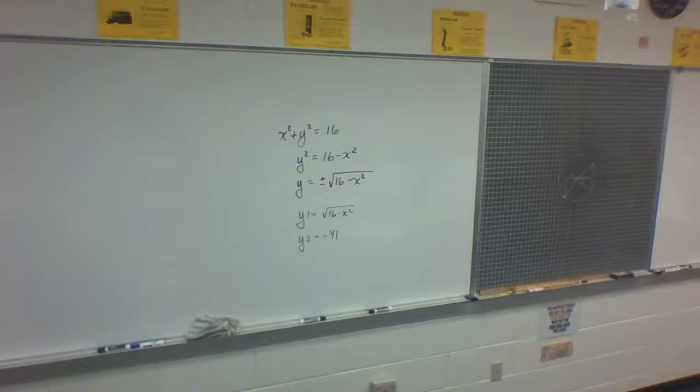Y'all see it? So the instruction was graph x squared plus y squared equals 16. Identify the radius and the intercepts. Intercepts means where it hits the x-axis. It hits the x-axis at 4 and negative 4, and it hits the y-axis at 4 and negative 4, and it has a radius of 4. Okay, a lot of 4s there.